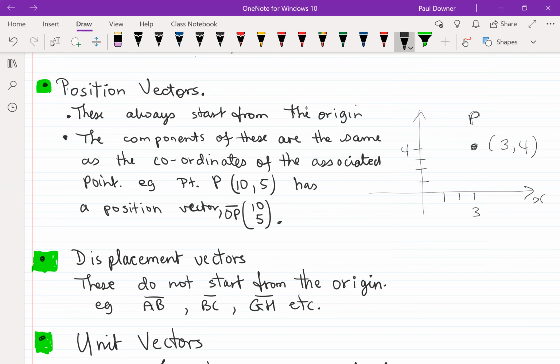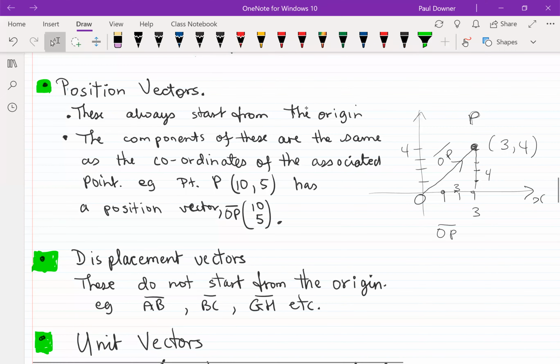Right? That's coordinates. But the position vector of P, which means start at O and go directly to P, that position vector would be called OP. Right? That line there, that vector. And that vector would mean that I'd have to still move 1, 2, 3 in the X. And then I'd have to go up now, right? 1, 2, 3, 4 in the Y. 3 here and then 4 there. But to write OP, I would have to write it 3, 4. That is known as the position vector of the point P.